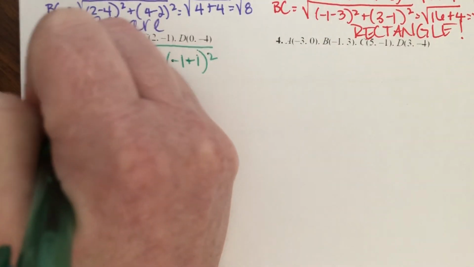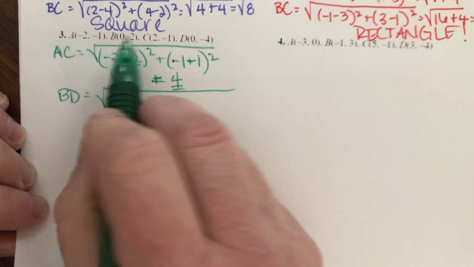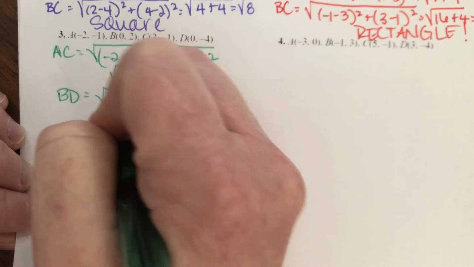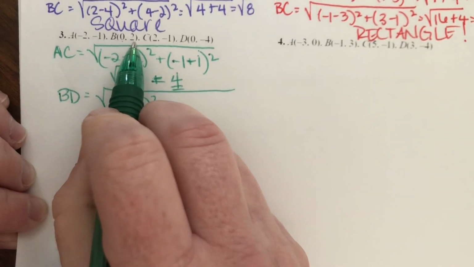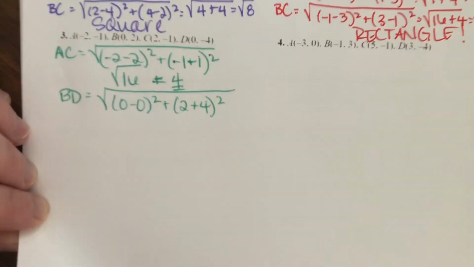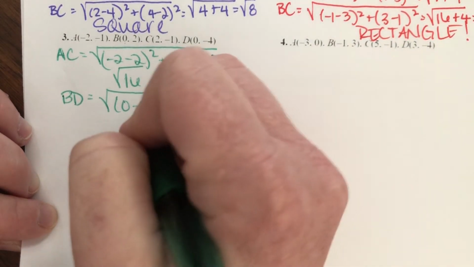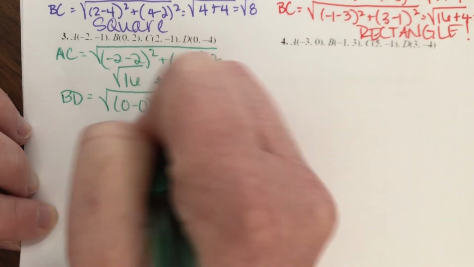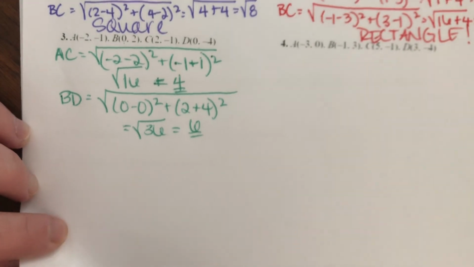Now I've got to find the length of the other diagonal, BD. 0 minus 0 squared is just 0, and that's not going to turn out to be anything. And then 2 minus negative 4. Remember, 2 minus negative 4 turns into 2 plus 4. 2 plus 4 is 6. 6 squared is 36. So I get the square root of 36, which is 6. Oh, man, look at that.